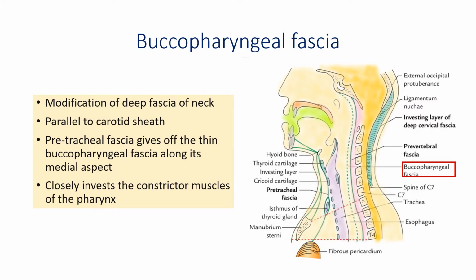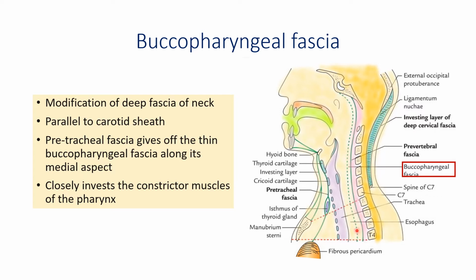Now let us see what is Buccopharyngeal fascia. It's a modification of deep fascia of neck. We can see in this picture the prevertebral fascia, one of the three layers of the deep fascia of neck, posteriorly in front of the vertebra. And you can see the buccopharyngeal fascia running parallel to this. And you know that there is a carotid sheath which is formed in the neck. The buccopharyngeal fascia is parallel to the carotid sheath.